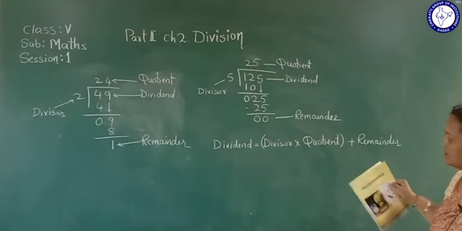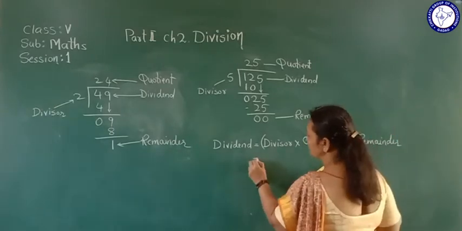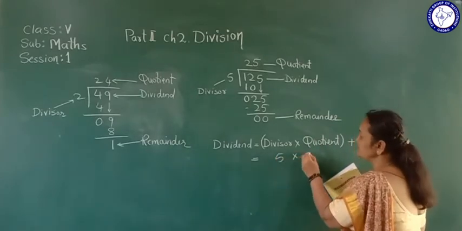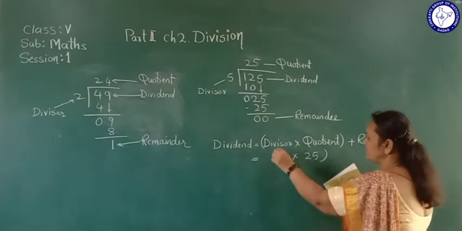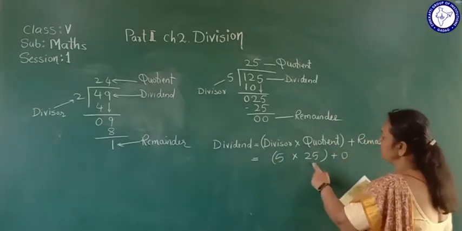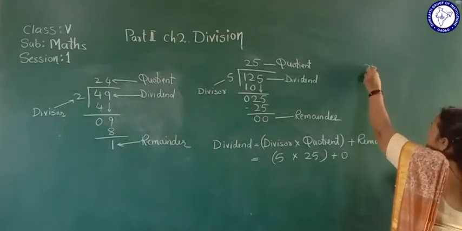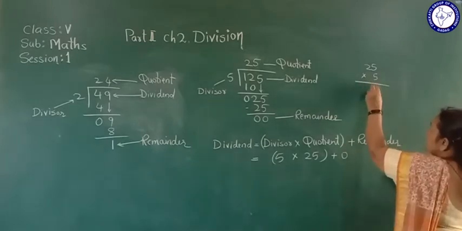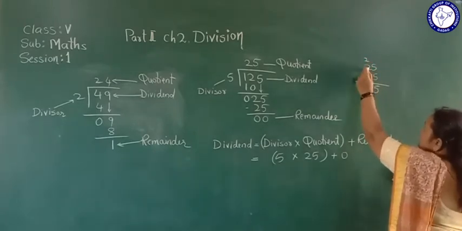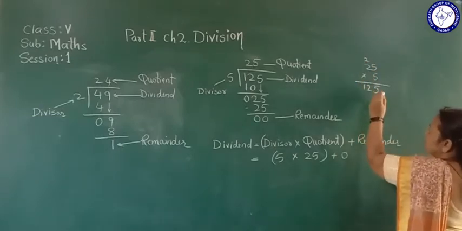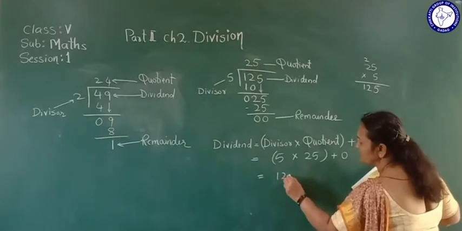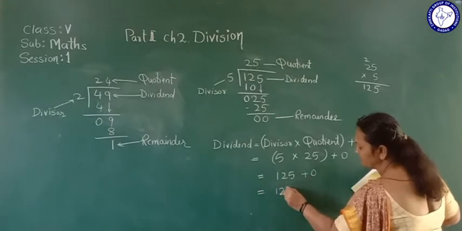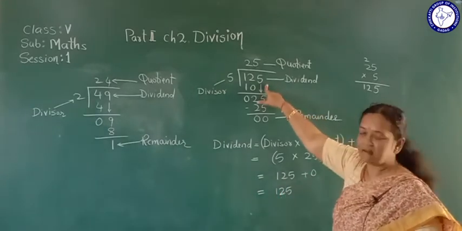Plus remainder. Let me check whether we are getting the same dividend or not. What is the divisor here? 5. What is the quotient? 25. And the remainder is 0. So let me multiply: 25 5s are... 5 5s are 25, carry 2. Then 5 2s are 10, 10 plus 2 is 12. Check, we are getting 125. The remainder is 0, and when you add 125 to 0, it is 125. And this 125 is the dividend.